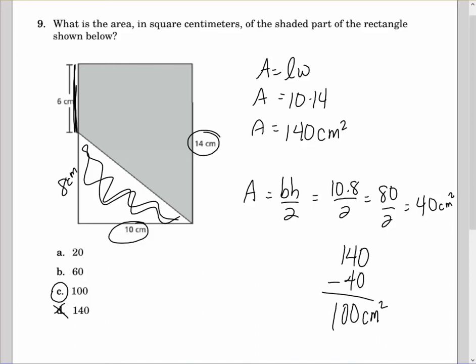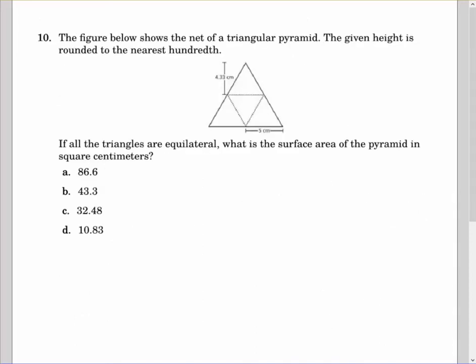Number 9, and our last question. A few more minutes worth. Oh, I think I'm running out of time. All right. It says the figure below shows the net of a triangular pyramid. The given height is rounded to the nearest hundredth. If all the triangles are equilateral, meaning they all have the same side length, what is the surface area of the pyramid? So pretty much what you need to do is find the area of one triangle.